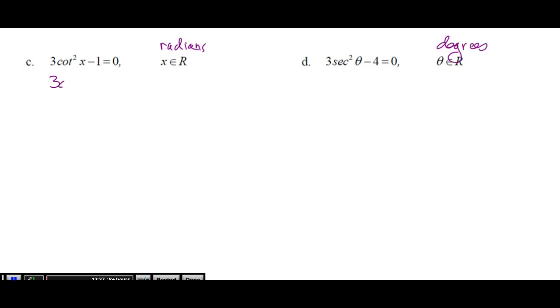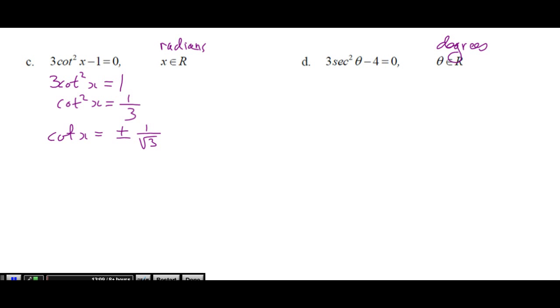3 cotan squared. So what's 3 cotan squared x equal to? 1. What's cotan squared x equal to? 1/3. Yeah. And what's the cotan of x equal to? So it's plus or minus, right? Something being squared. Don't leave off half the solutions. Okay, you don't want to lose half the solutions here, right? Cotan squared is 1/3, so the cotan is plus or minus 1/√3.